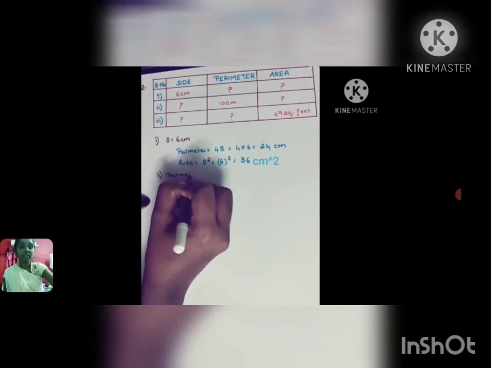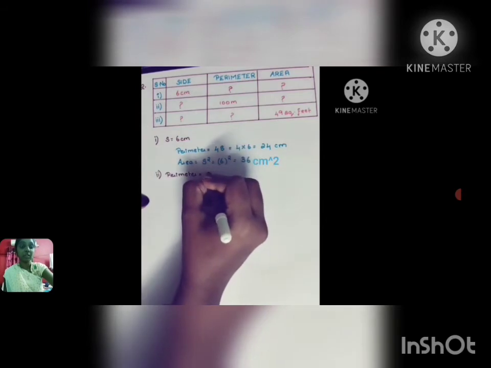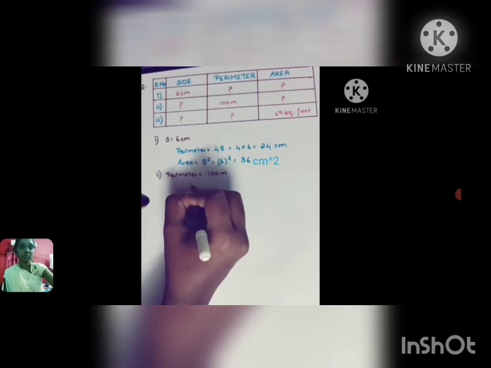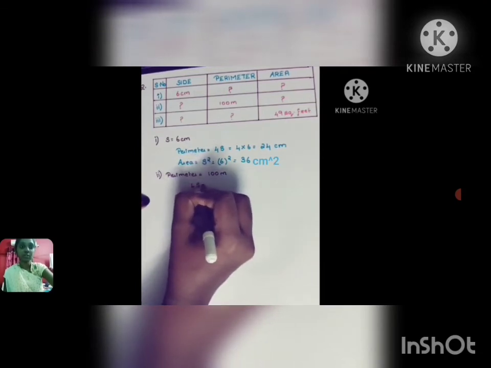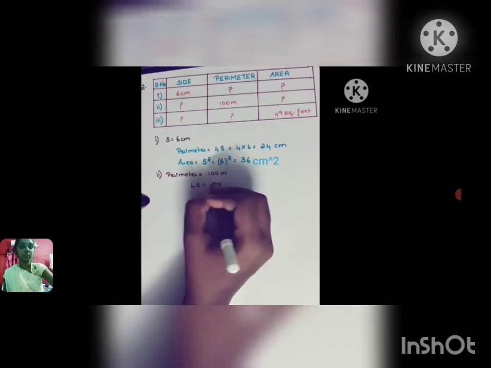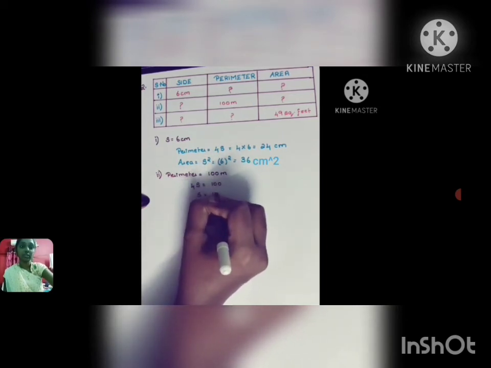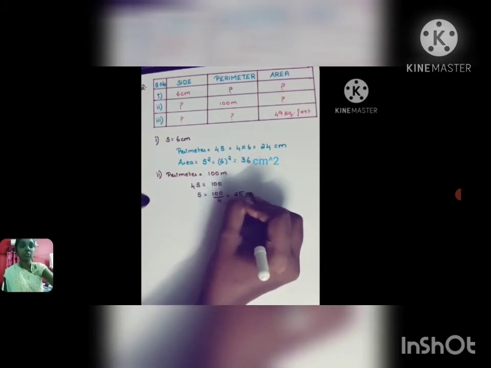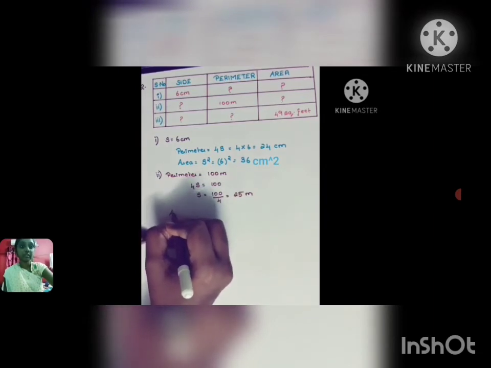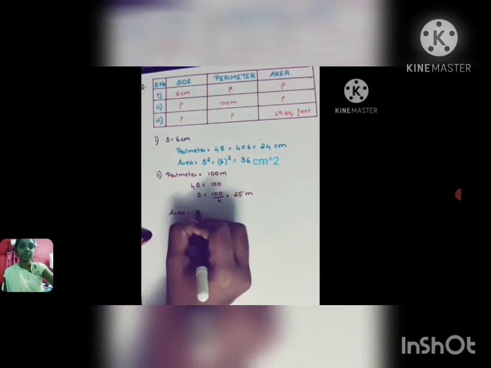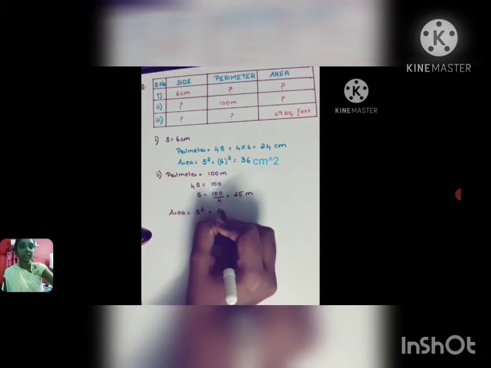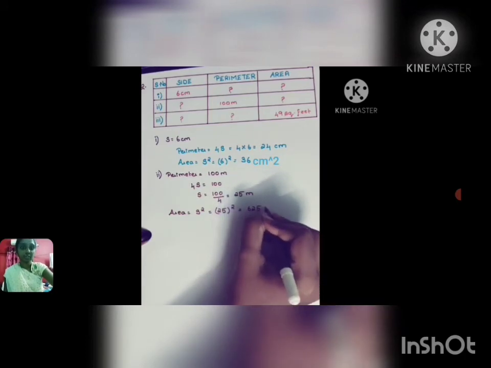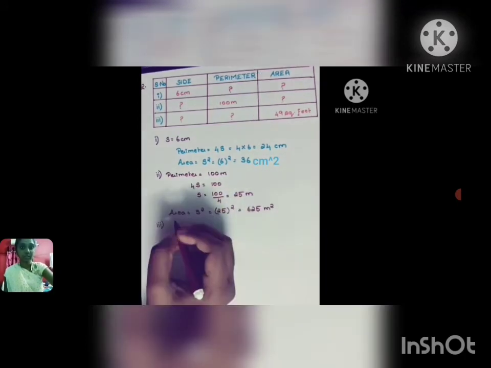In the second subdivision, we are given the perimeter of the square and we are asked to find the side and area of the square. So, the perimeter of the square is 4s, and therefore we have 4s is equal to 100. S is equal to 100 by 4, which is equal to 25 meter. Now, the area of the square is s squared, that is side square. The side is 25. So, squaring 25, we get 625 meter squared, which is the unit of area.